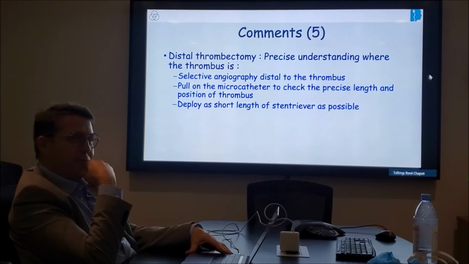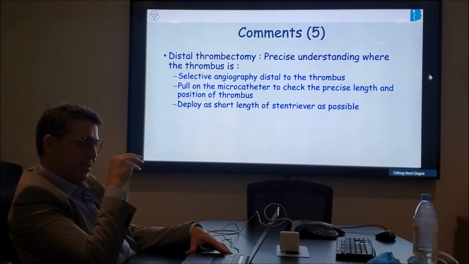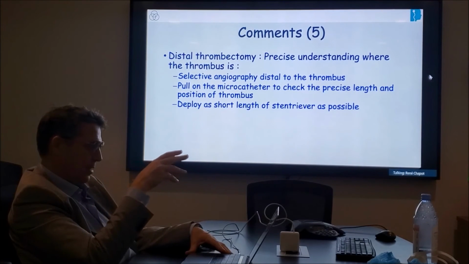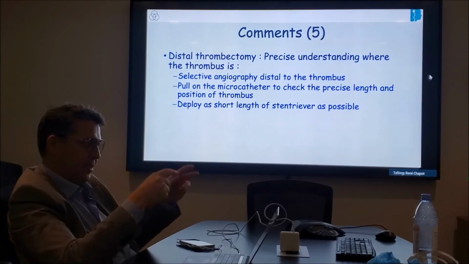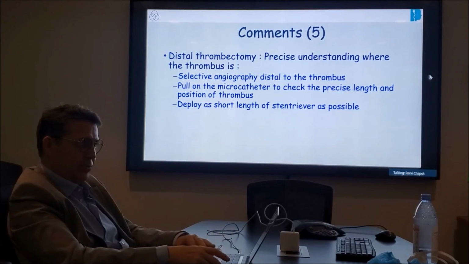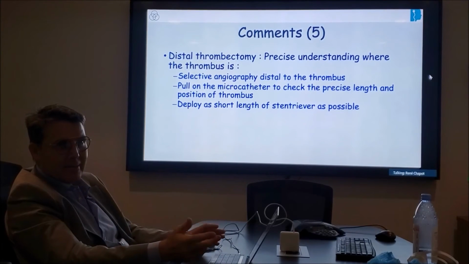Yes, and we never wait for proximal. We never wait because there has been some work on this, and the time for embedding the clot is still less than 1 minute. So the time that you prepare everything and aspiration, I don't think you need to wait 5 minutes. 1 minute should be enough. But for distal, we're doing something else.